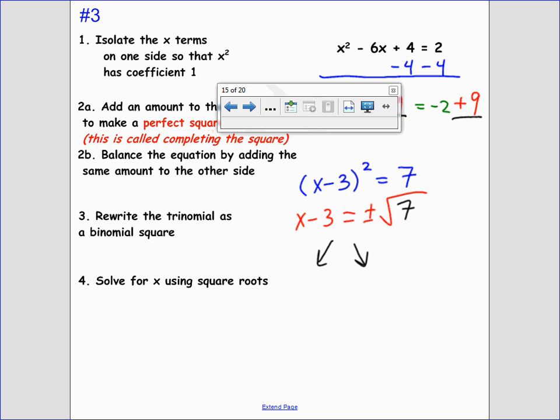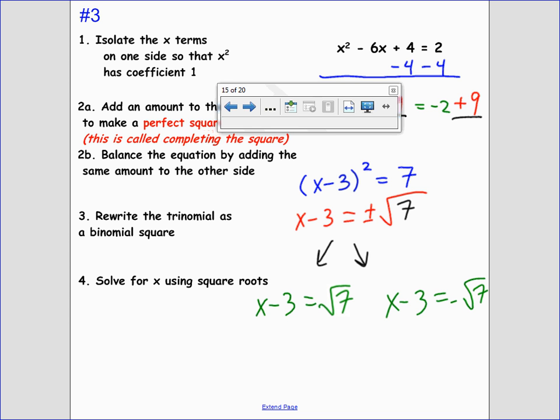But I can still solve by breaking it up into 2 separate paths. In one path, x minus 3 is set equal to the positive square root of 7. What's that? That's positive square root of 7. In the other case, x minus 3 is equal to the negative square root of 7. What's that? Negative square root of 7. I'll just leave it like this. This is exact. Don't go and change it to a decimal unless you need to do something with it at the very end. Leave it exact.